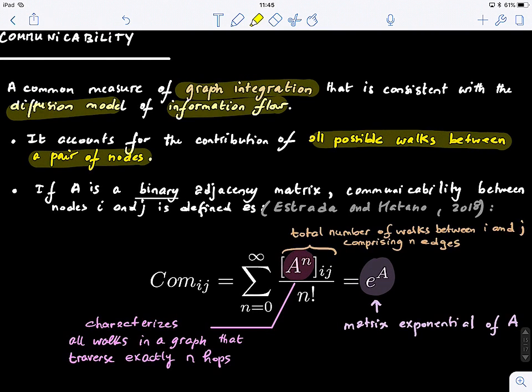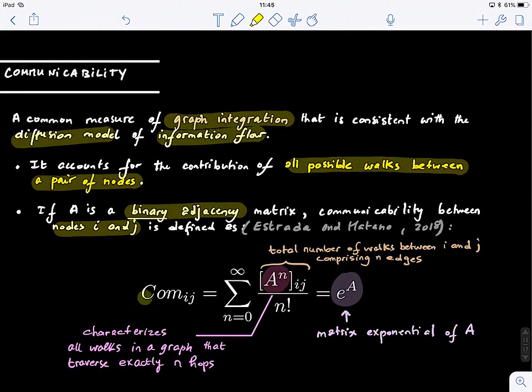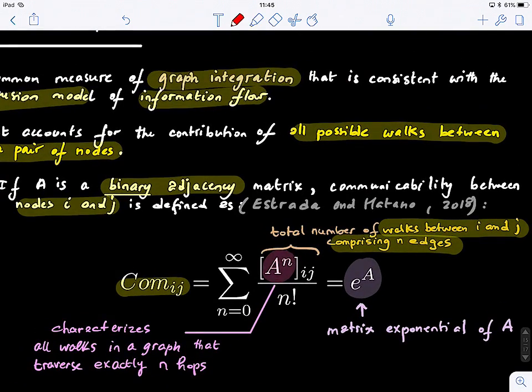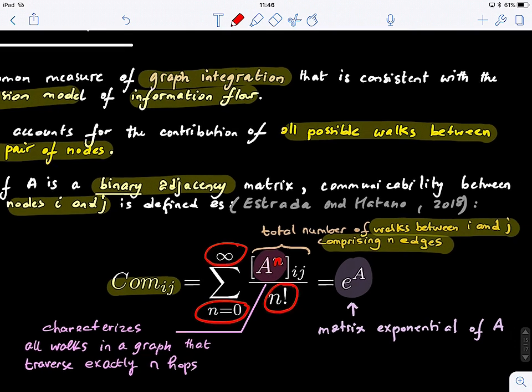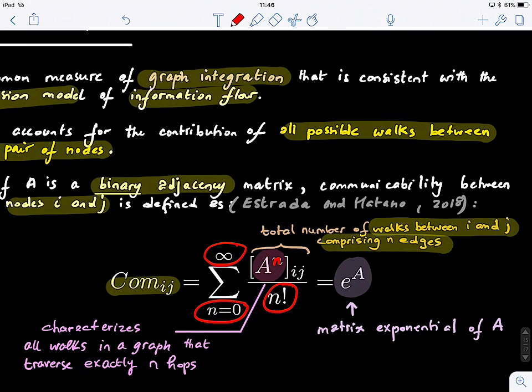So if A is a binary adjacency matrix, communicability between nodes I and J is defined as this. We are summing over the total number of walks between I and J comprising n edges. This is exactly the adjacency matrix to the power of n, the number of walks that have exactly n steps. And we're varying n from 0 to infinity, okay? And then we're normalizing by the factorial. If you remember, this is exactly the definition of the exponential, right? This is the Taylor expansion of the exponential function, okay?